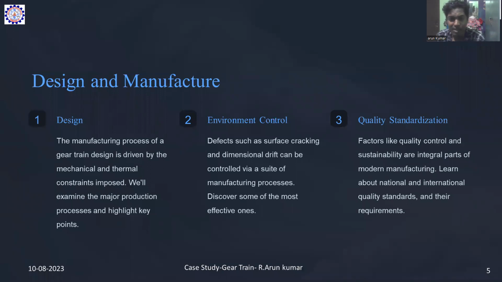Design and manufacturing. So, what is the design? In the manufacturing process of a gear train, the design is driven by the mechanical and thermal constraints imposed. We will examine the major production processes and highlight the key points. What is environment control? Defects such as surface cracking and dimensional drift can be controlled via a suite of manufacturing processes. They discuss some of the most efficient ones.